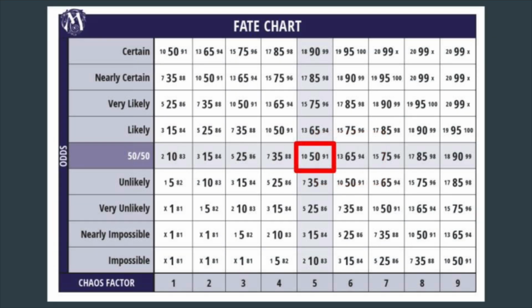If the odds are 50-50, then the numbers 1 through 10 are an exceptional yes, 11 through 50 are a regular yes, 51 through 90 are a regular no, and 91 to 100 are an exceptional no. The numbers vary across the chart, but they're designed so that 20% of the time that an answer is yes, it's an exceptional yes. And 20% of the time that the answer is no, it's an exceptional no.